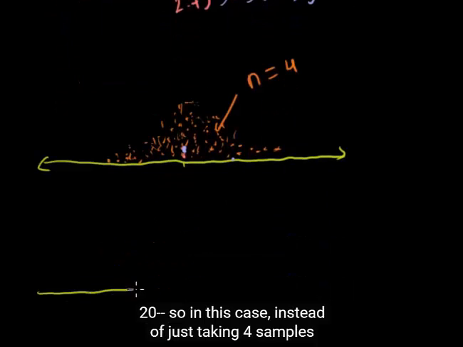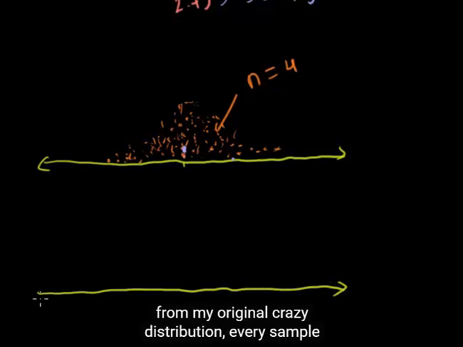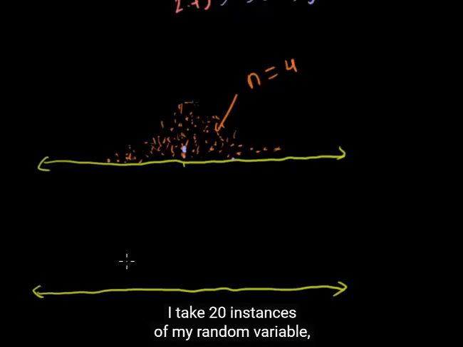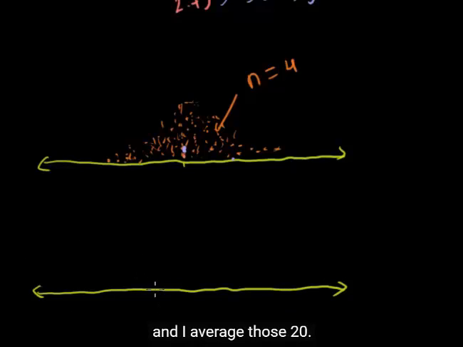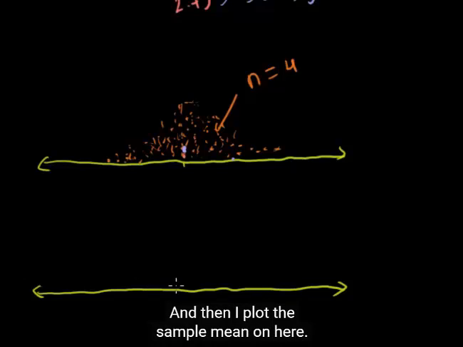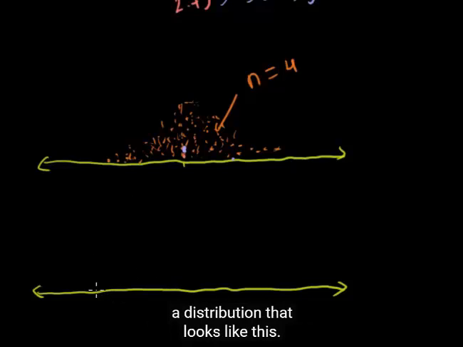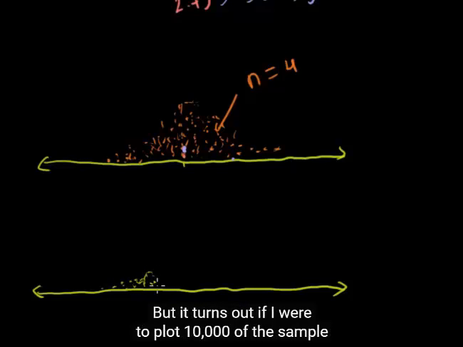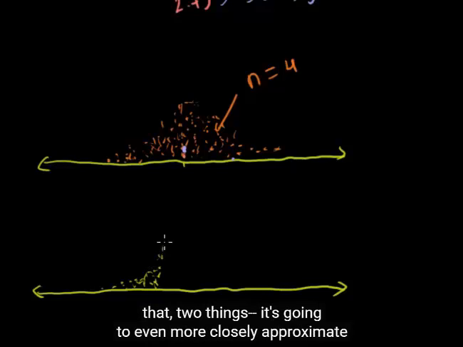So in this case, instead of just taking 4 samples from my original crazy distribution, every sample, I take 20 instances of my random variable, and I average those 20, and then I plot the sample mean on here. So in that case, I'm going to have a distribution that looks like this. And we'll discuss this in more videos. But it turns out if I were to plot 10,000 of the sample means here, I'm going to have something that, two things.